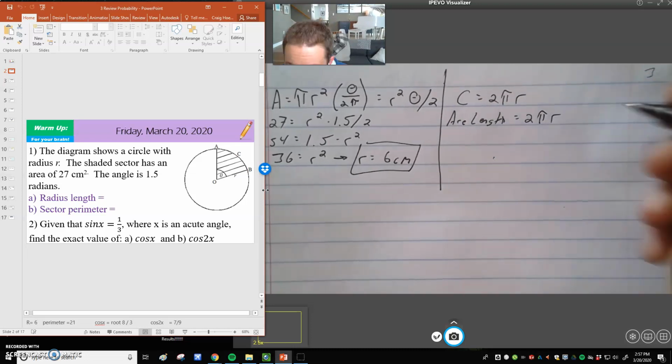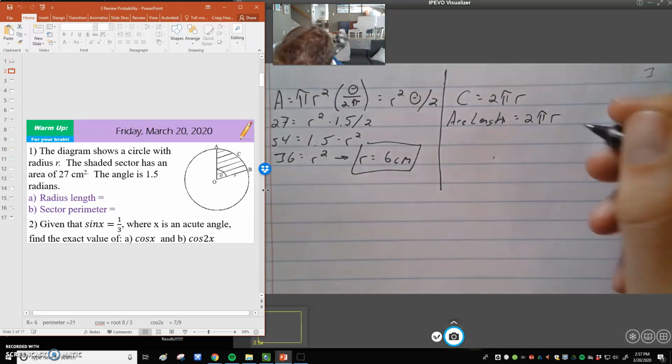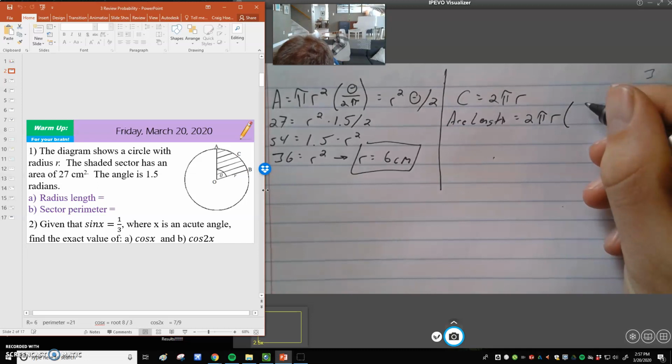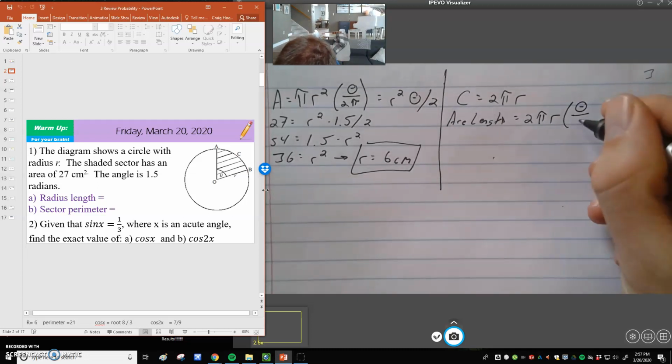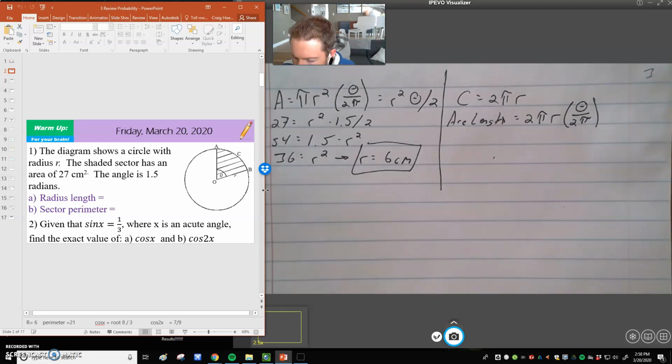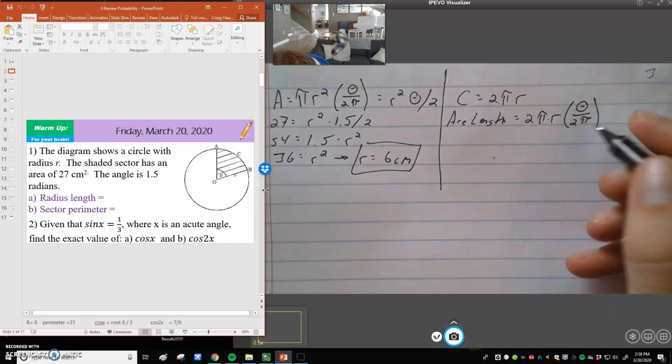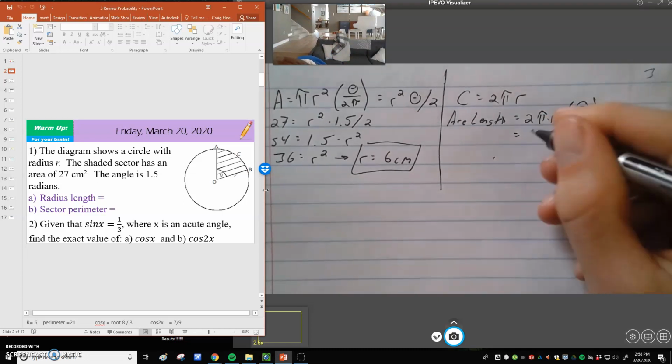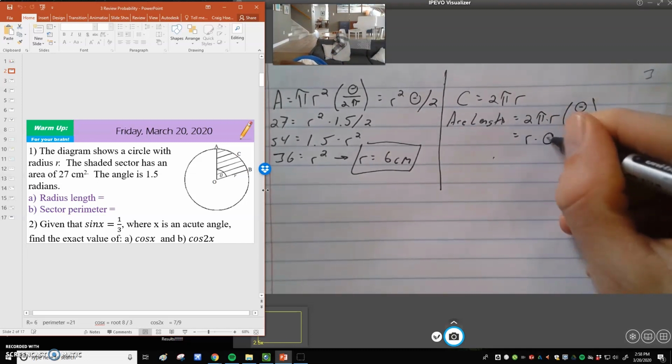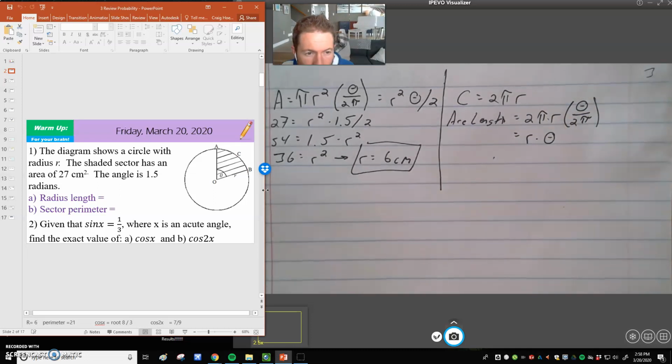2 pi r. But now we don't have a full circle here. We have a portion of a circle. So to take that into account, theta divided by 2 pi, the entire circle. And now this equation simplifies pretty nicely. The 2 pi and the 2 pi cancel out. And so you get the arc length equation is just r times theta. Again, let's plug in what we know, solve for what we don't.